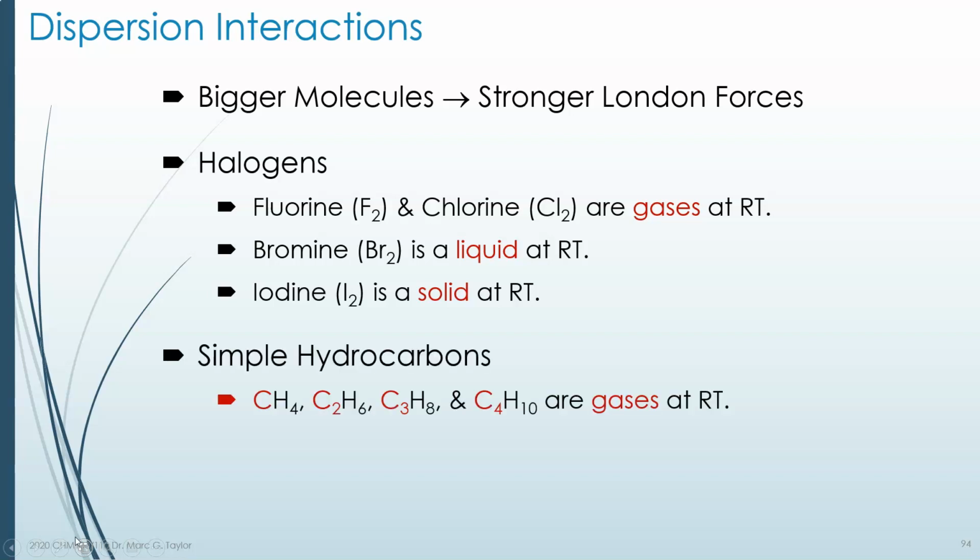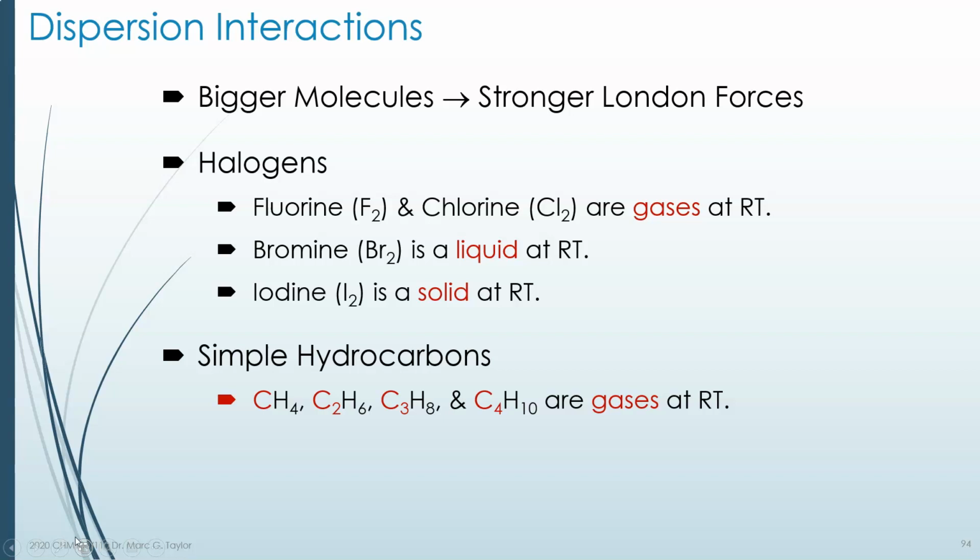And the same thing happens with hydrocarbons. Hydrocarbons are molecules only made of hydrogen and carbon, hence the name hydrocarbon. So CH4, methane, C2H6, that's ethane. These are the two gases that make up natural gas. Methane is the more prominent one.